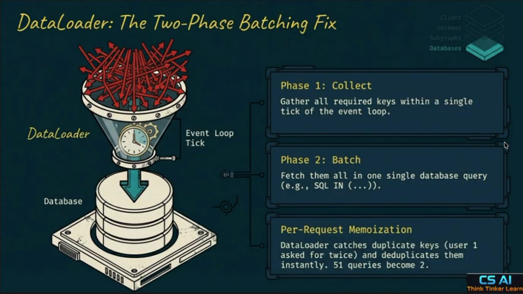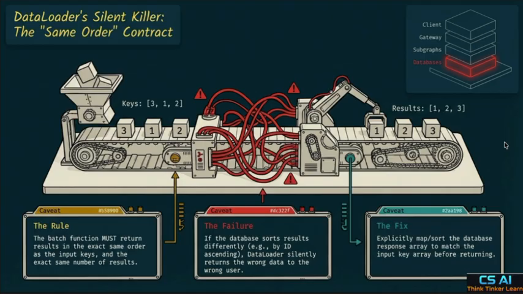The fix is DataLoader, a two-phase batching utility. In phase 1, it collects all requested keys within a single tick of the event loop. In phase 2, it batches them into a single database query, like a SQL IN clause. DataLoader also provides per-request memoization, catching duplicate keys instantly. This collapses 51 potential queries into just two, drastically reducing the load on your database.